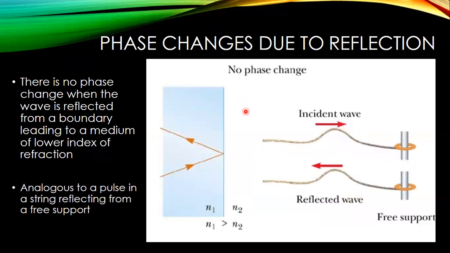Again, without explaining why, if we go from a higher index material to a lower index, let's say from glass to air, this type of reflection is going to result in no phase shift. This is analogous to a rope being connected to a movable link, which can go up and down this pole as the wave comes in. And again, without explaining why, we don't get a phase shift in this particular case when we have a free support on the other end. So again, going from high to low, no phase shift occurs.